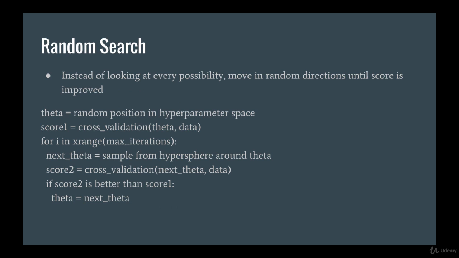Random search, instead of looking at every possibility, just moves in random directions until the scores improve. A basic algorithm would work like this. So we initialize theta, which is the set of parameters. We find the score at that theta, and then we loop through a maximum number of iterations. We choose our next theta to be a sample from the hypersphere around the current theta, get the score at this new theta, and if this score is better, we move our theta to this point.